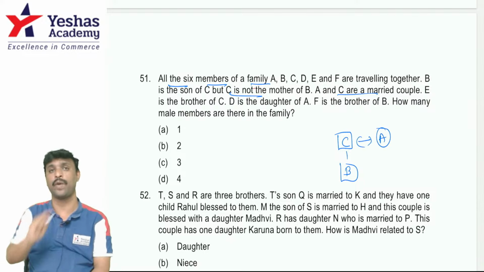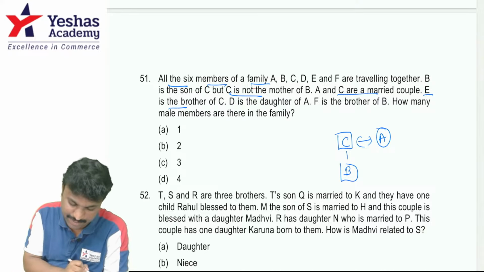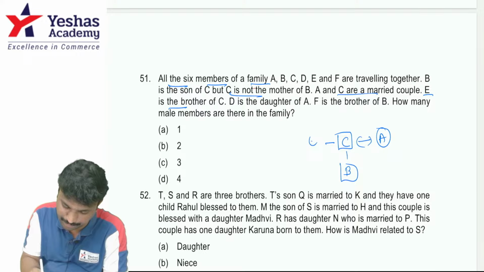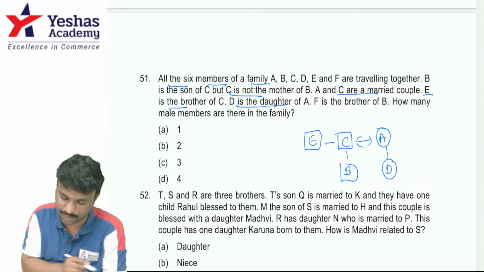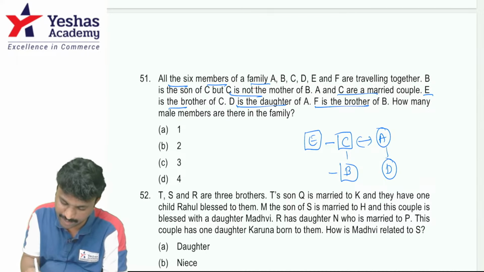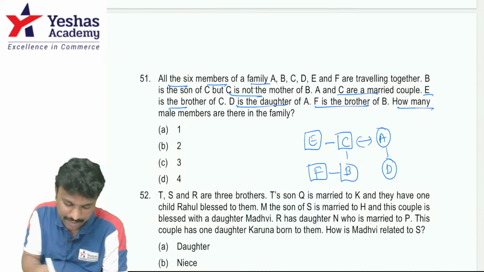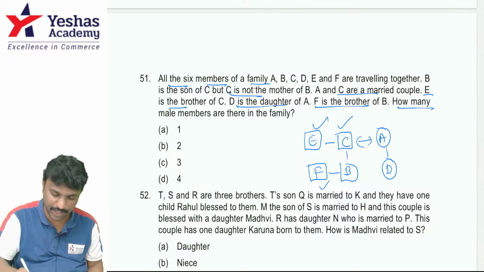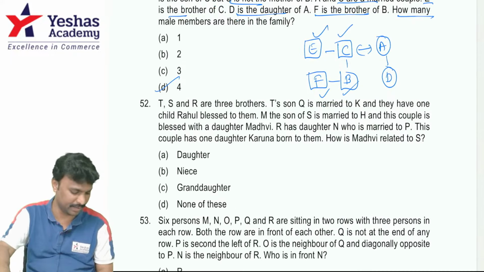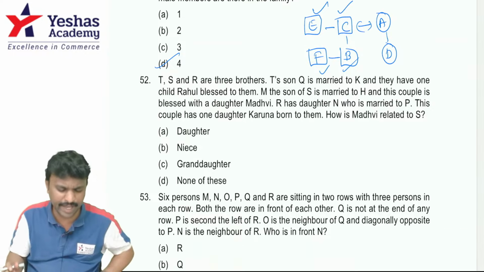Guys, I've used square for male and circle for female, right? E is the brother of C. So E should be beside C, brother. Now, D is the daughter of A, so D should be below A, daughter. And F is the brother of B, F should be beside B, brother, male, right? How many male members are there in the family? Just count the number of squares. 1, 2, 3, and 4. Option D is the right answer. Have you understood? Moving on to the next question.